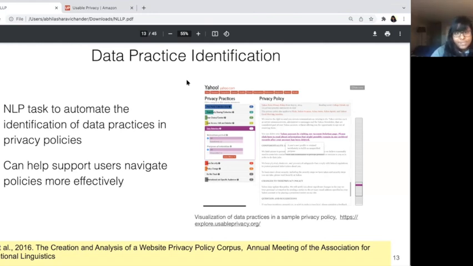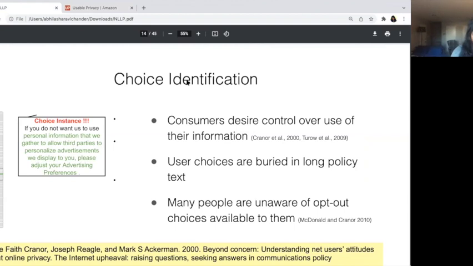Another application that was successful was choice identification. The task here is basically to identify choices that are available to users, because most consumers do want control over their information, but many services do provide some kinds of choices over what data will be collected and shared. These choices are typically buried in long privacy policy text. What this leads to is that even though there are a few choices available, most people are unaware of the opt-out choices available to them.